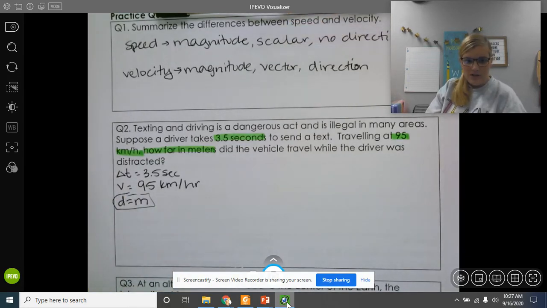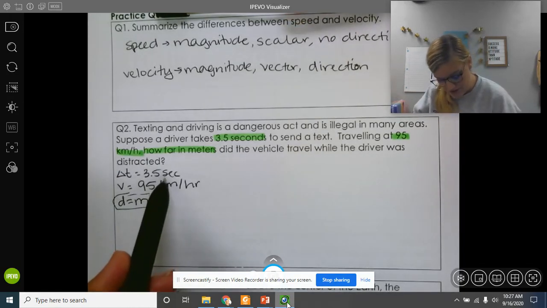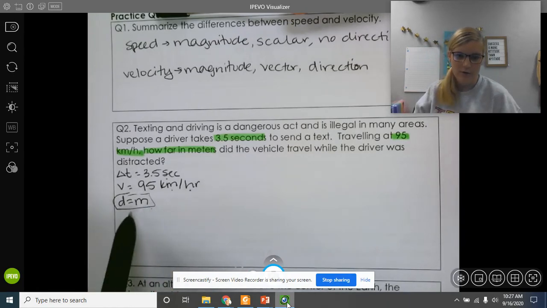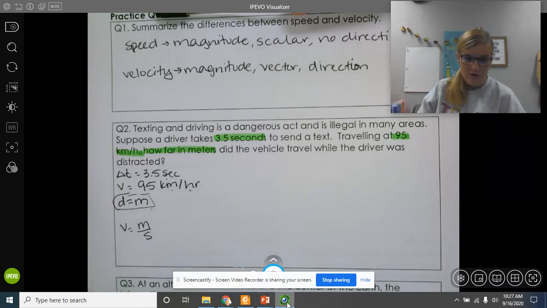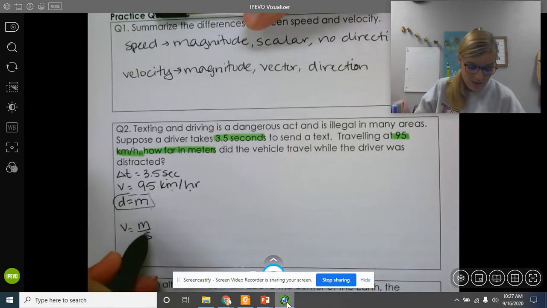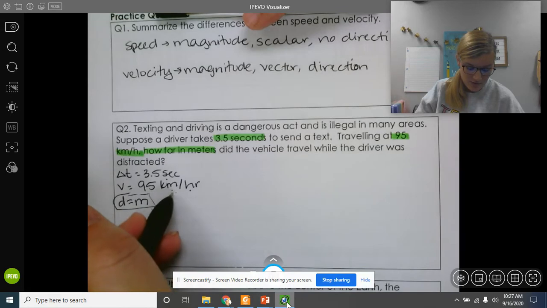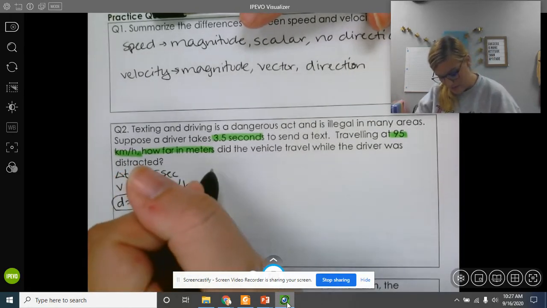Now, a couple things that we need to notice is that our units really don't match up here. So we have seconds and hours, and we have kilometers and meters. But because we're solving for meters, our speed would be in meters per second, because our two options are kilometers per hour or meters per second. So we need to make sure that the V that we put over here is also using the same units. So we have to convert 95 kilometers per hour into meters per second.